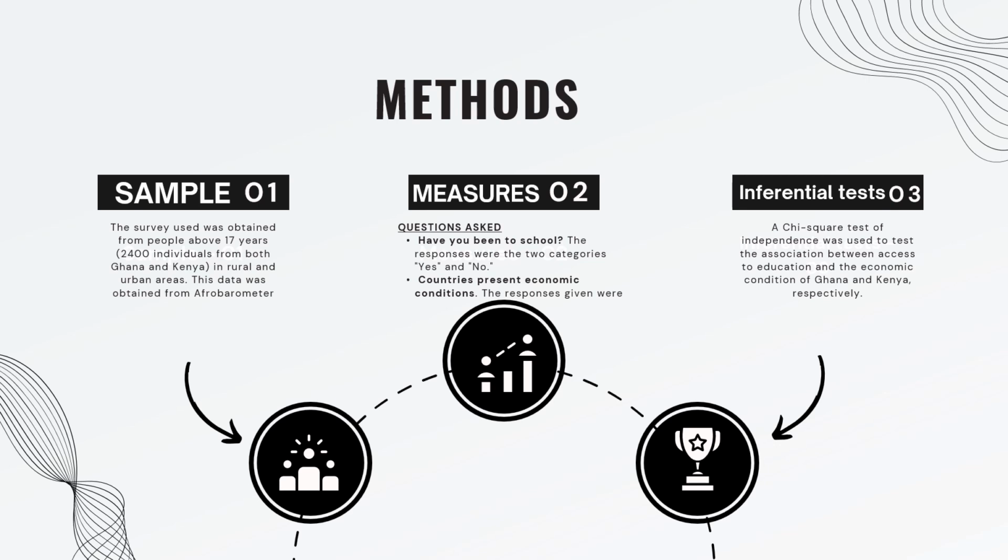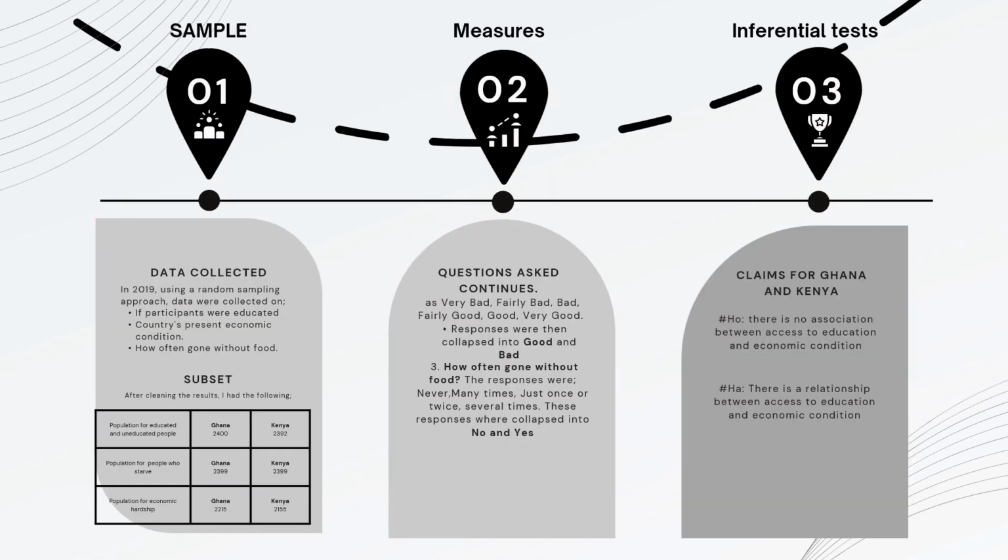Looking more at the questions asked and the responses, certain questions had direct answers which helped me go ahead to analyze. Questions like "have you been to school before" had responses of yes and no, which was fine for me to continue analyzing. But questions like the country's present economic condition came with multiple responses which had to be broken down. Responses like very bad, fairly bad, bad, and so on were categorized into two, good and bad, and that helped me to analyze the data well.